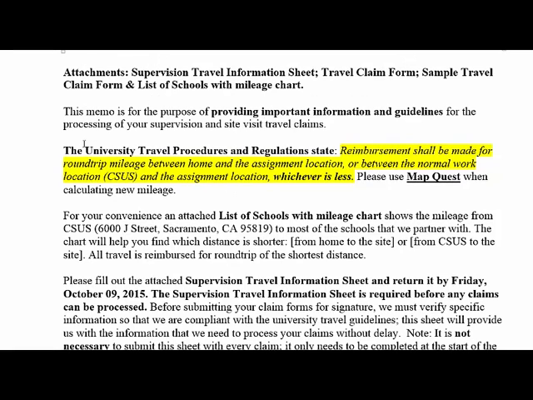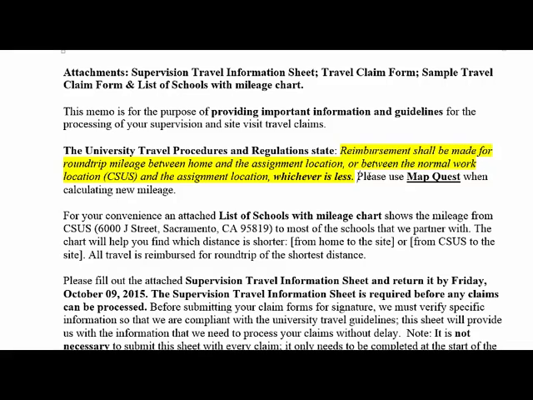So let's take a look first at the university travel procedures and the regulations. If I'm not mistaken, Annie, reimbursements are between the home and the assignment, or between the work location, CSUS, and the assignment location, but it's whichever is less. Is that correct? That's correct. So if, for example, I live right next door to wherever my supervision is, then you're only paying mileage from my door to the school site, right? That is correct.